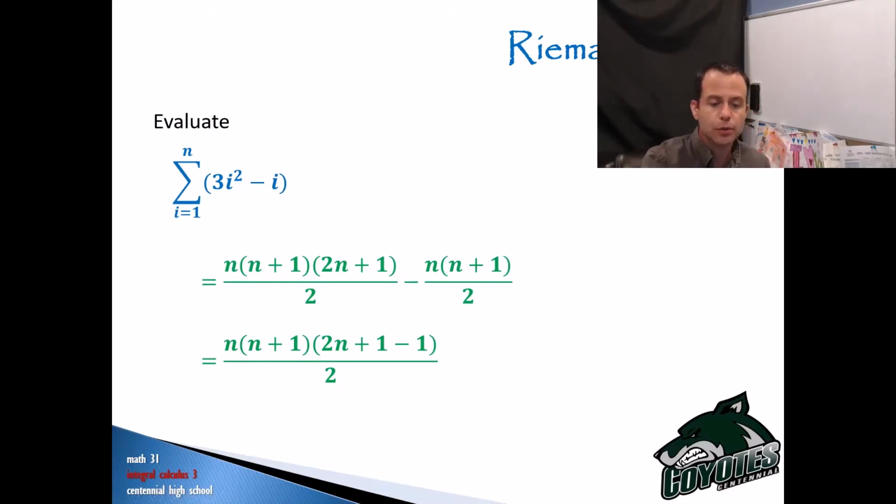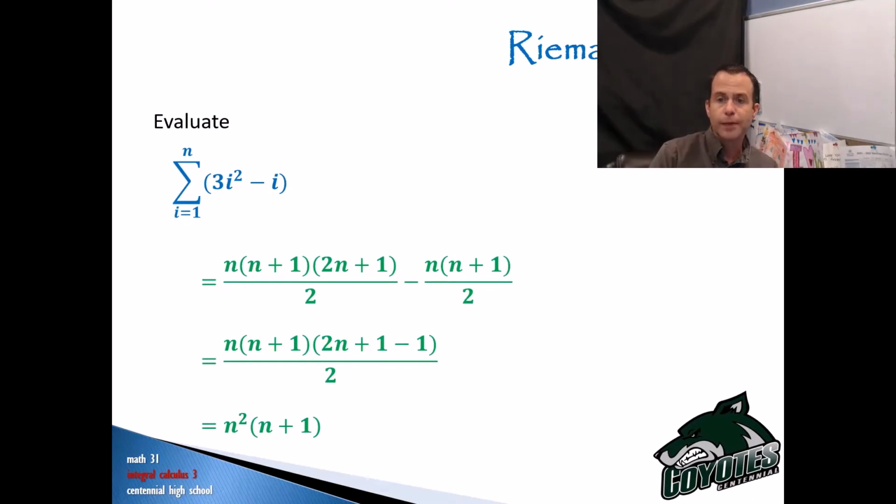Now I can simplify this ever so slightly further. I've got 1 minus 1, which is nothing, so this leaves me with 2n. 2n times n would give me 2n squared, but then I can divide by 2 as well. So my simplified version is n squared times n plus 1.